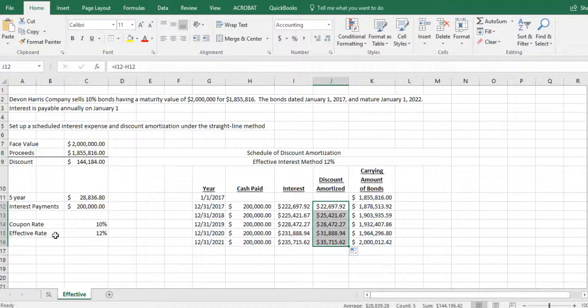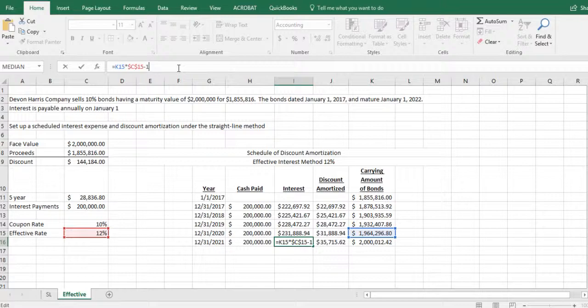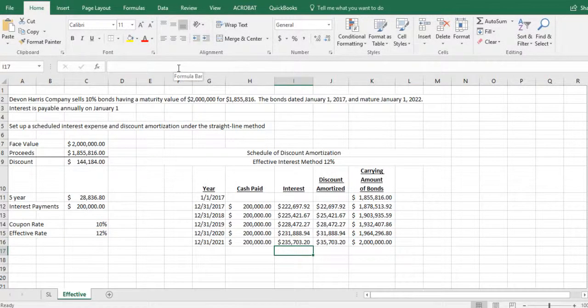Now you'll notice that it does have a little bit of a rounding issue here. This tends to happen with the effective interest rate method. So our rounding difference is actually $12.42. We take that and fix that in the final year. Once you have this set up and you understand how it works, it's really great.